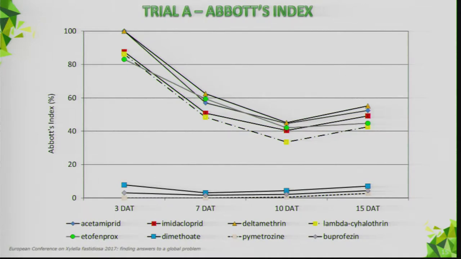While dimethoate has a low effect, lower than 10%, while pymetrozine and buprofezin are not able to control the vector.